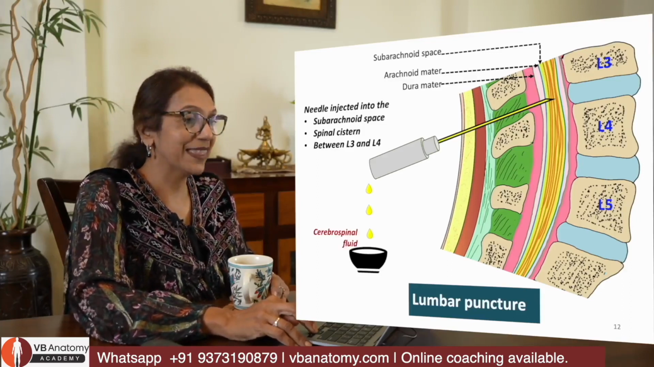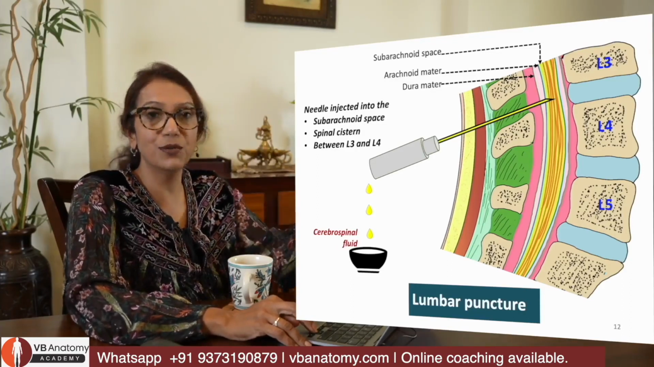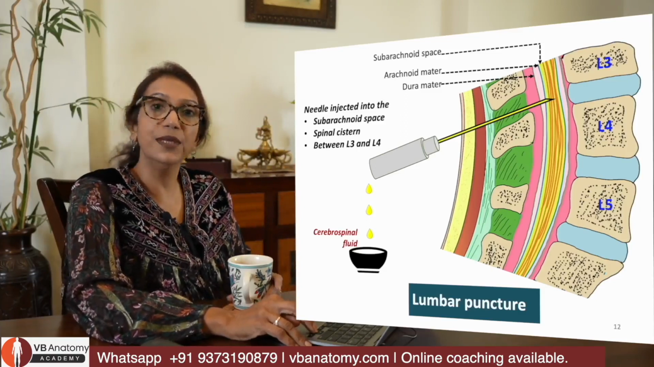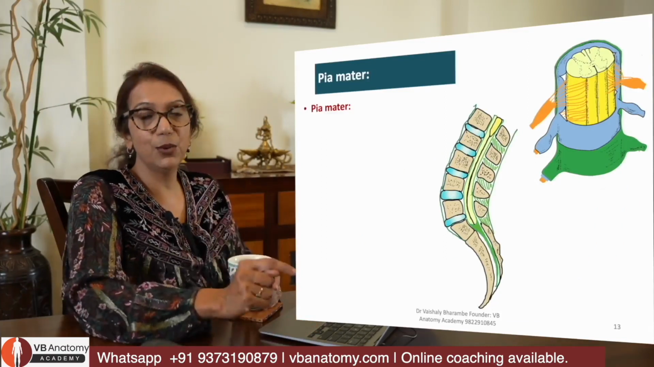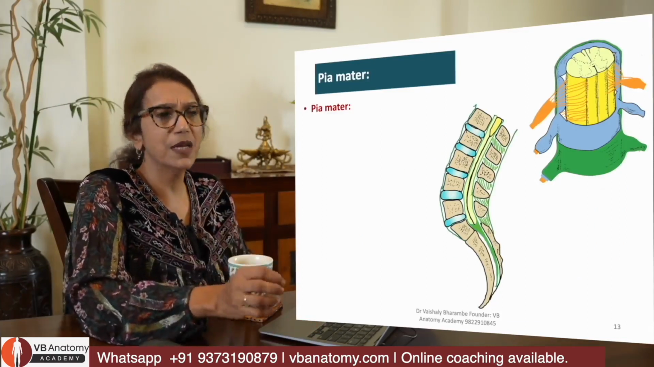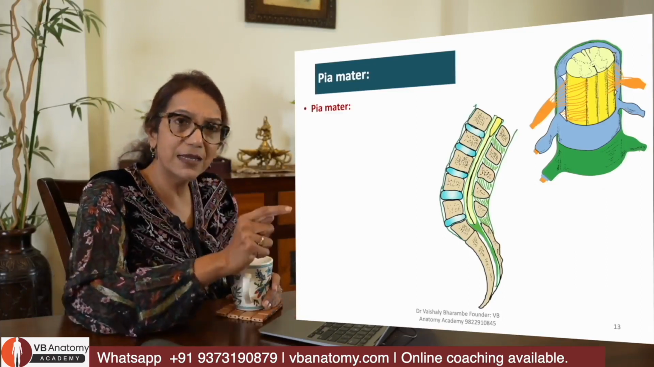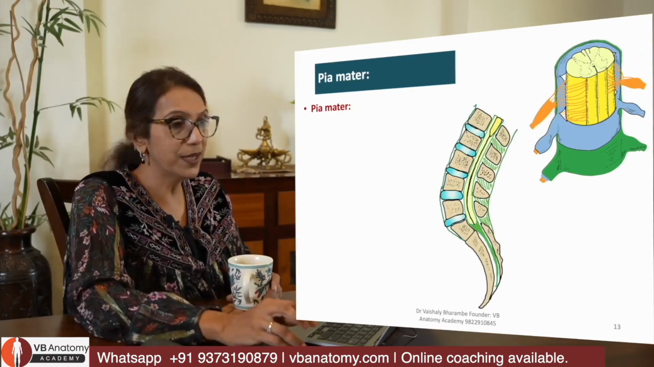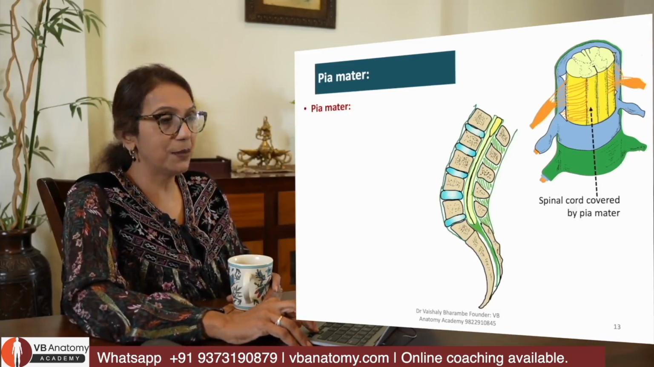Okay. Right. So that's how you aspirate CSF, and that's the importance of knowing the extent of subarachnoid space, that is a space below the arachnoid mater. Right. So the next layer we look at is called the pia mater. It's tightly attached to the spinal cord. If the spinal cord has a sulcus, it goes right in, it never leaves the spinal cord. Okay. So that's the spinal cord covered by pia mater.